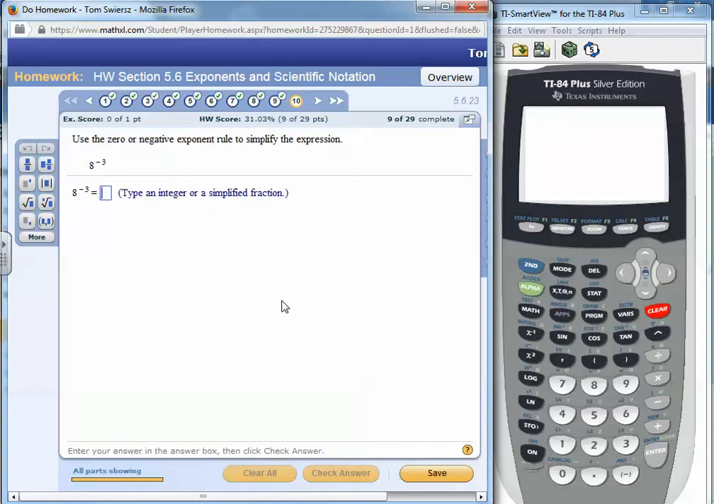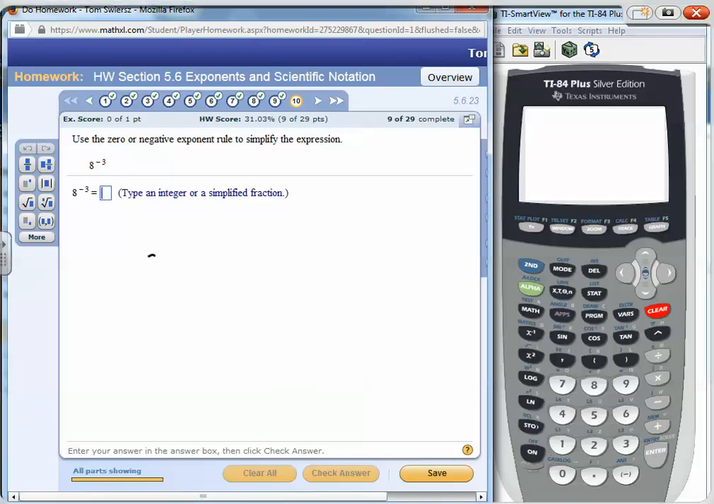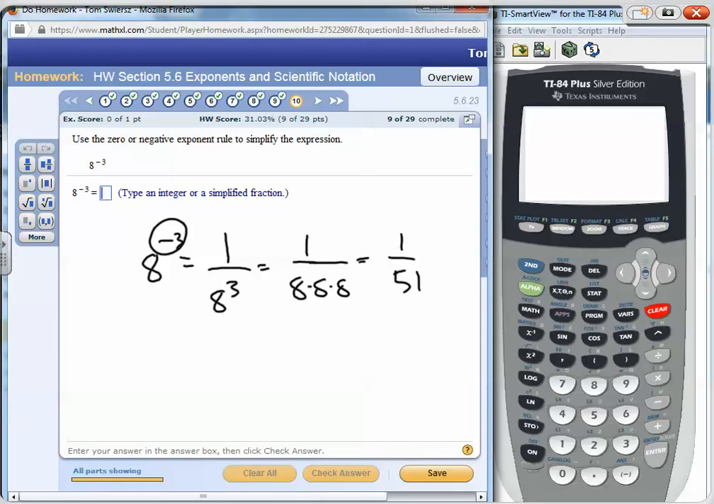Number 10, 8 to the negative 3. Again, that would be what? 1 over 8 cubed. 8 to the negative 3 would be, again, the reciprocal, right? Negative exponent, 1 over 8 cubed. 1 over 8 times 8 times 8. 64 times 8, I believe, is 512, all right?